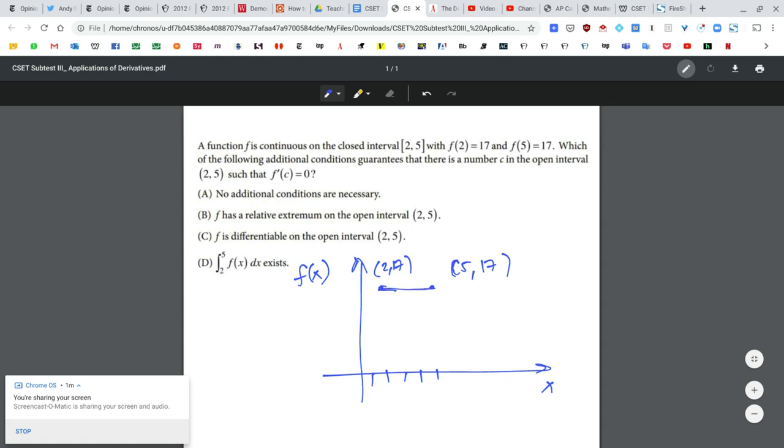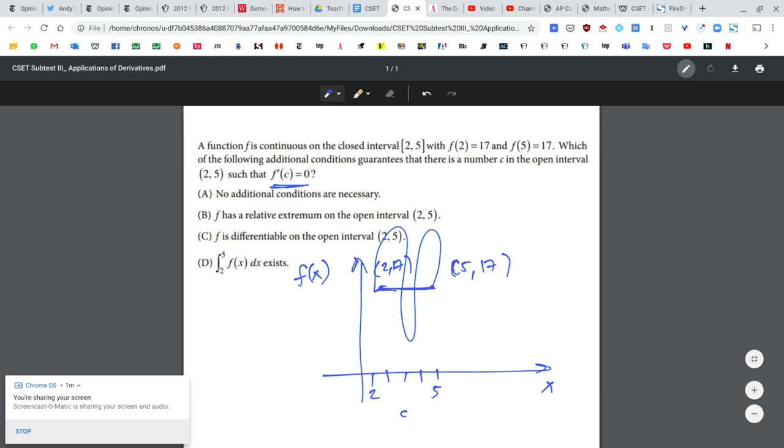We could draw a horizontal line, in which case over the entire open interval, if c is any value in between 2 and 5, the slope of the tangent line, f dash at c, will be 0. So this is true. But the horizontal line is not the only way we could draw the function. We could also draw a function like this.